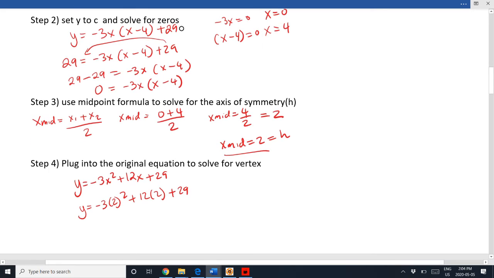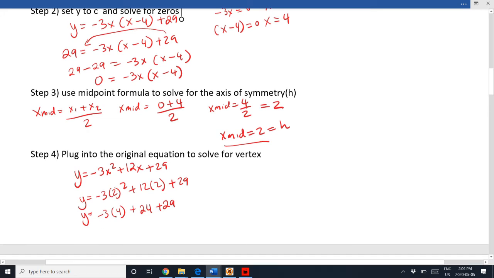Let's go ahead and do that. We'll simplify this here. So it's going to be negative 3, and 2 squared is going to be 4. We'll do this one right over here. 12 times 2, that's positive 24. And this is 29. Okay, and so we're just going to multiply this here. So y is equal to negative 3 times 4, which is negative 12, plus 24 plus 29.